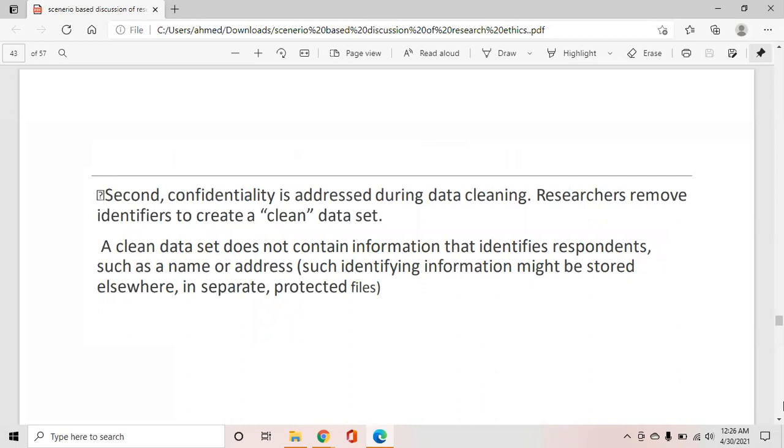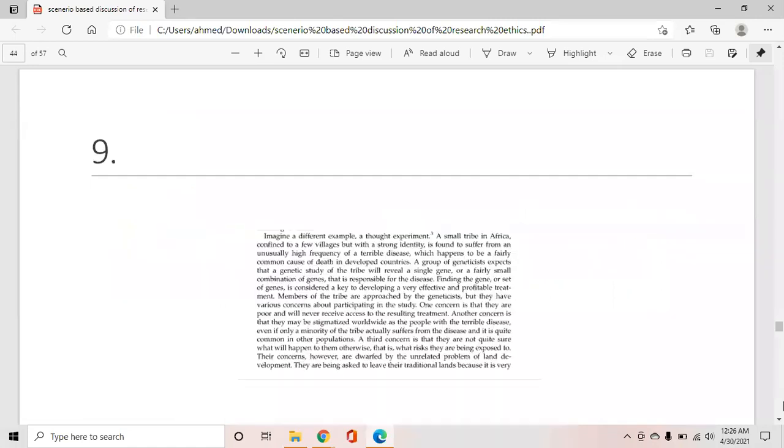Second, confidentiality is addressed during data cleaning. Researchers remove identifiers to create a clean data set. A clean data set does not contain information that identifies respondents, such as name or address. Such identifying information might be stored elsewhere in separate protected files.